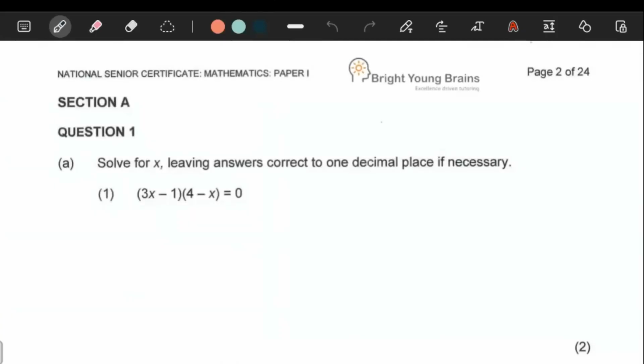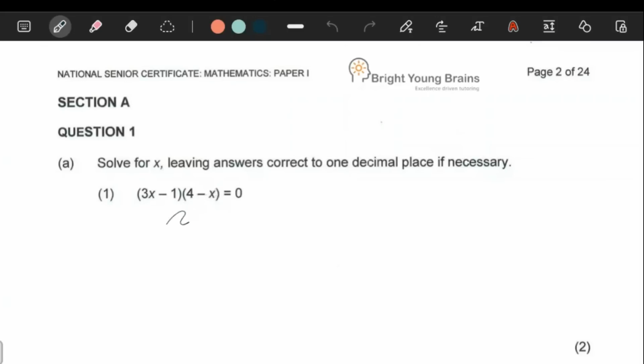So without wasting any time, here we have question number 1. It says we need to solve for x, leaving our answer correct to one decimal place if necessary. So anytime they ask us to solve for x and correct to one decimal place, we need to remember that we're going to need our calculator so that we can get the decimal version of whatever answer we get.